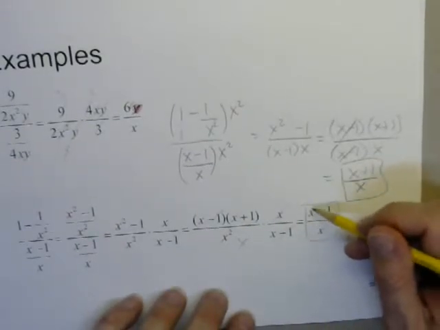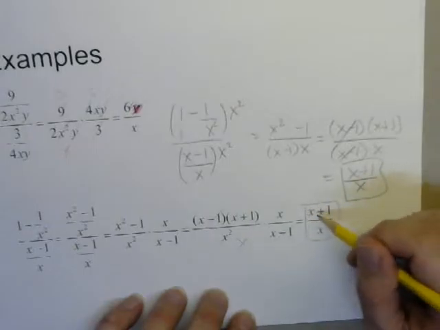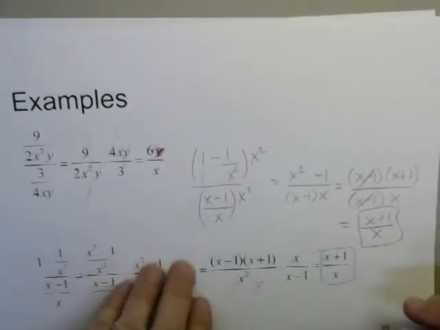Remember, you cannot reduce this, because you can only reduce when you're multiplying things together, and here you're adding. If it was x times 1 over x, then I could reduce.